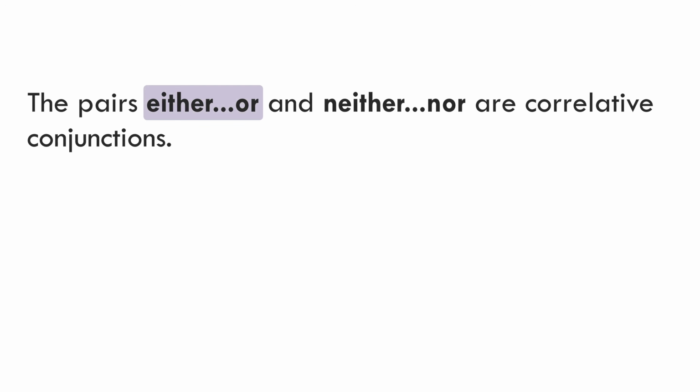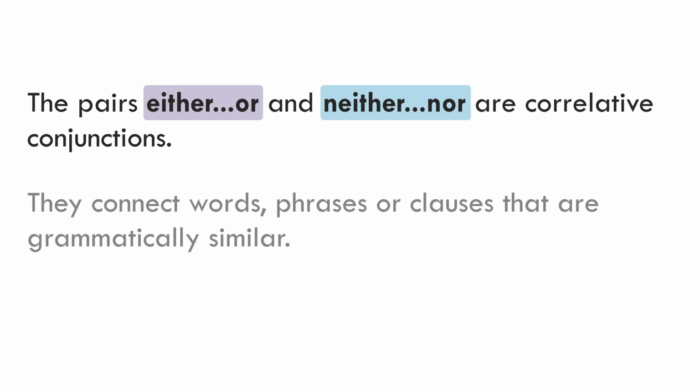The pairs either...or, and neither...nor, are correlative conjunctions. They connect words, phrases, or clauses that are grammatically similar.